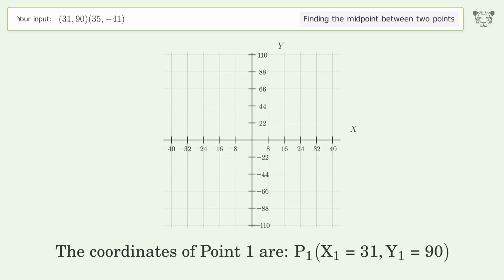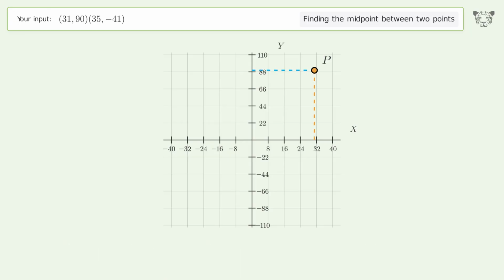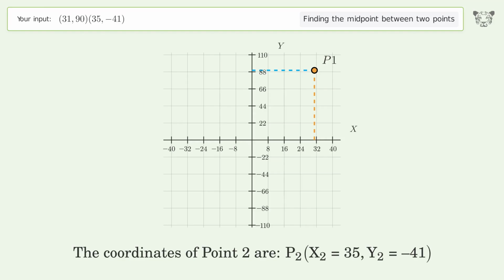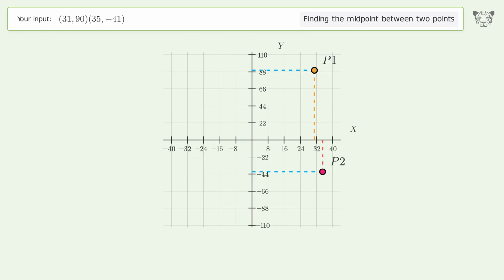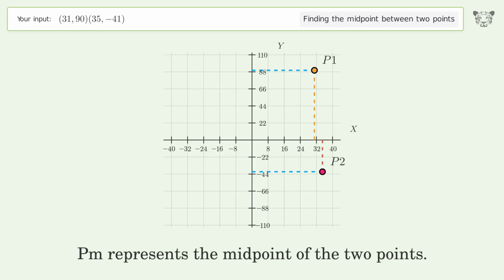The coordinates of point 1 are, x1 equals 31, y1 equals 90. The coordinates of point 2 are, x2 equals 35, y2 equals -41. PM represents the midpoint of the 2 points.